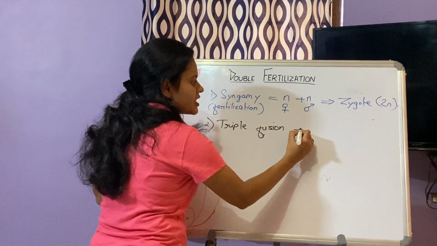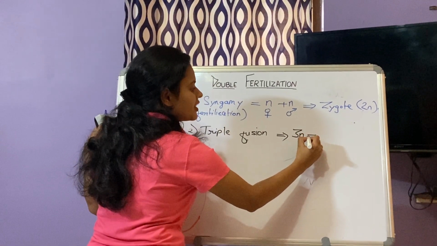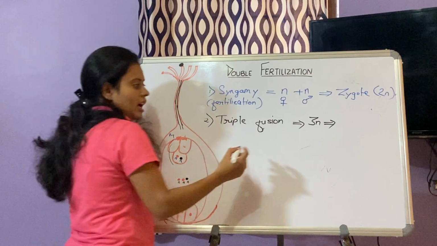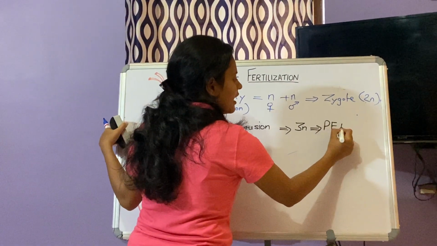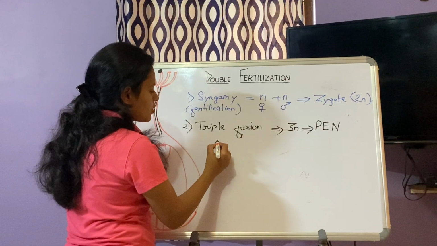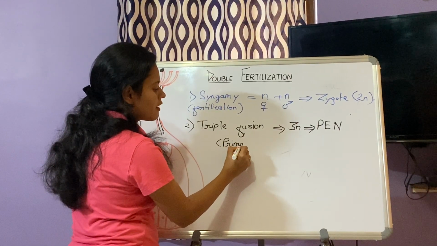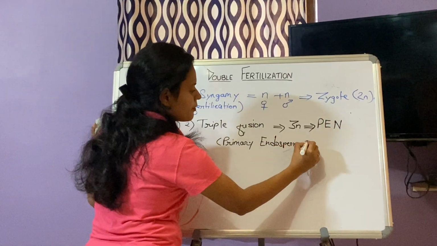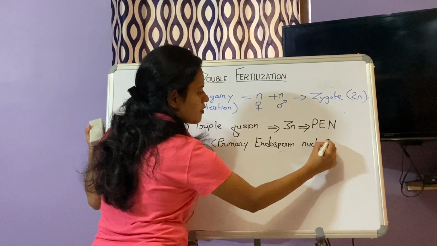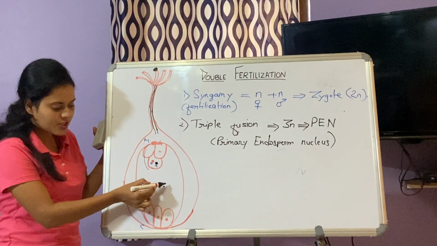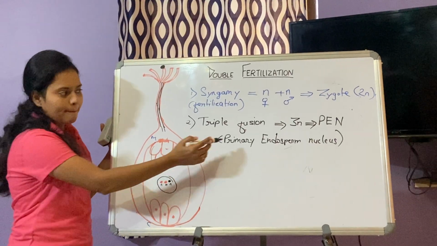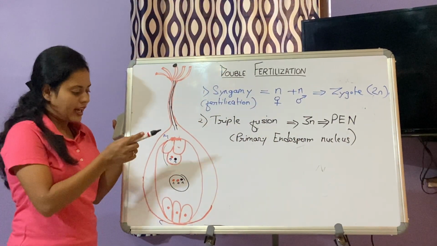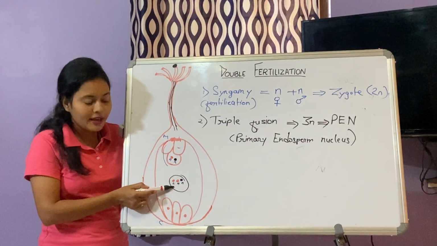Triple fusion has resulted in a 3N nucleus, and that 3N nucleus is now referred to as PEN. What is PEN? PEN is the primary endosperm nucleus. Now the zygote has formed here and the PEN is formed here.